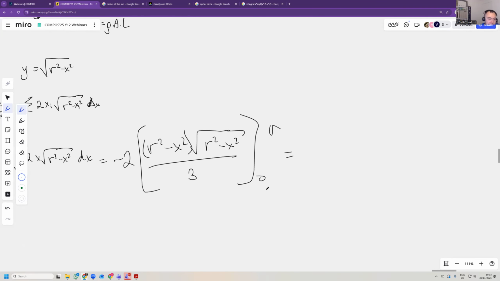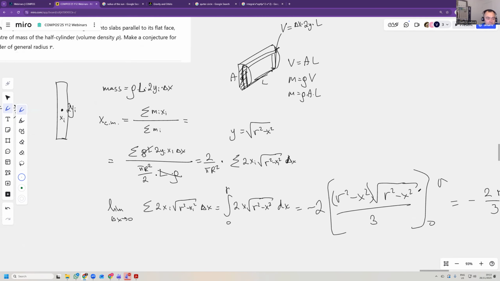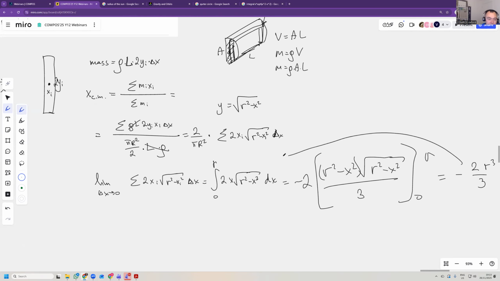And if we substitute r, that's 0. If you substitute 0, that is minus minus 2 r cubed over 3. Okay, so we substitute that into here. So that's 2 over pi r squared multiplied by plus 2r cubed over 3. So it's the same, 4r over 3 pi. So it's the same result, of course.